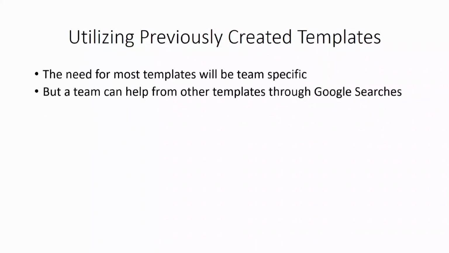Hello and welcome. Now, we've already discussed how you would create a template in order to use for future collaboration. Now, how do you take previously created templates and use them to be more effective in your teamwork? Again, the need for most templates will be team specific. So there'll be things that you will need in order to get something done that you are uncomfortable with your efficiency. A team can get help from other templates that have been created before through Google searches.